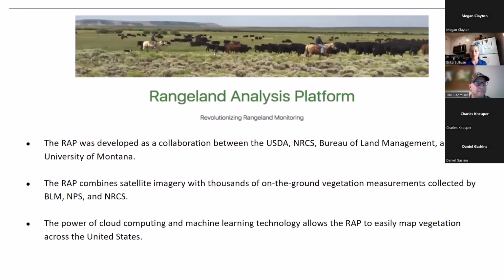All right, so a little bit about the platform in general. It was developed as a collaboration between the USDA, NRCS, BLM, and University of Montana. What's really interesting about it is that it combines satellite imagery with thousands of on-the-ground vegetation measurements collected by BLM, NPS, and the NRCS. It uses the power of cloud-based computing, very similar to how Google Earth uses that, as well as machine learning technology, which allows the RAP to easily map vegetation across the United States.